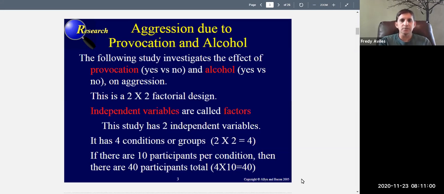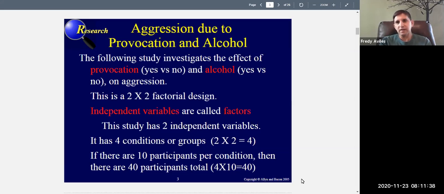So two independent variables, okay? In 2x2, the first two refers to provocation and the second two refers to alcohol. And the fact that it's two means that there's two possibilities for provocation, two possibilities for alcohol. So it's a 2x2 factorial design. It has two independent variables and it has four conditions. When you multiply 2 times 2, you get four possibilities, four conditions. Provocation, yes, no, combine that together, right? You can have yes provocation, yes alcohol.